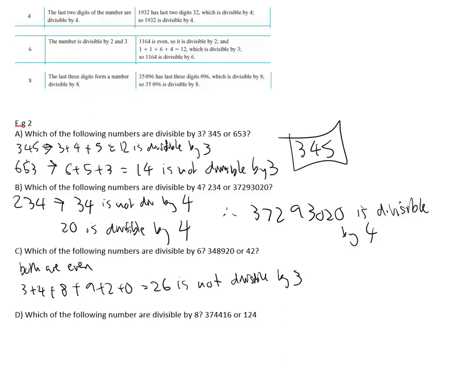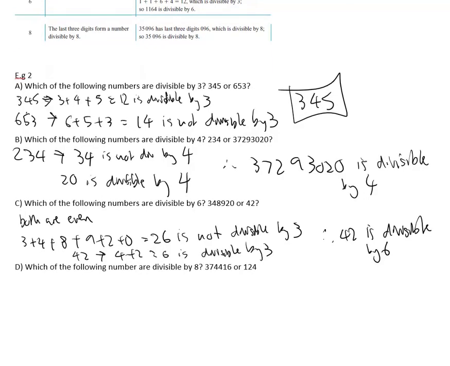Okay, and 42, we just go 4 plus 2, which equals 6, which is divisible by 3. So therefore, 42 is divisible by 6 because it is divisible by 2, it's even, and it's divisible by 3. Last example here. Which of the following numbers are divisible by 8?